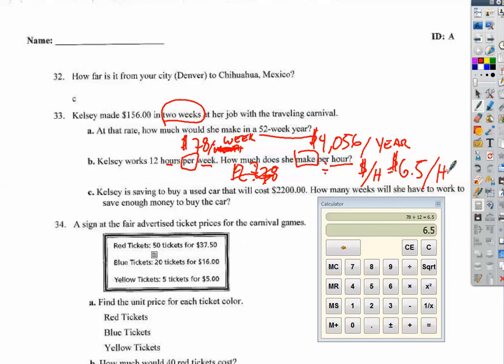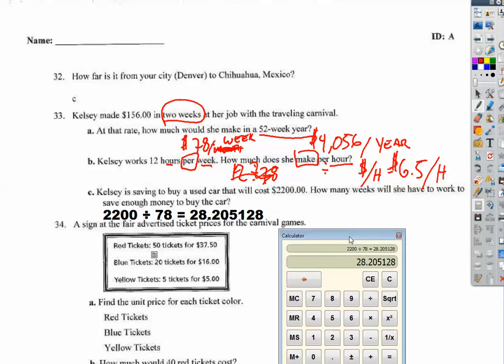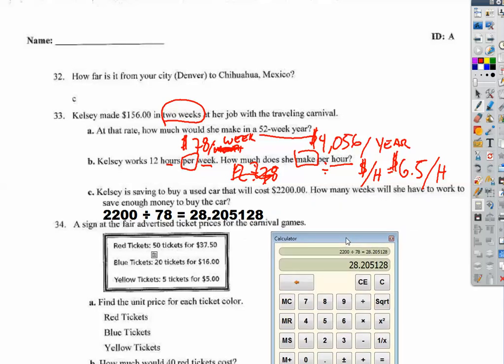All right, Kelsey is saving to buy a used car that will cost $2,200. How many weeks will it take her to work to save enough money to buy the car? Well, we have $2,200, and we know she makes $78 per week. So here's the trick, though. She gets paid every 2 weeks, right? At the end of 28 weeks, does she have enough money? The answer is no. She could work 29 weeks, but she doesn't get her paycheck until the 30th week.